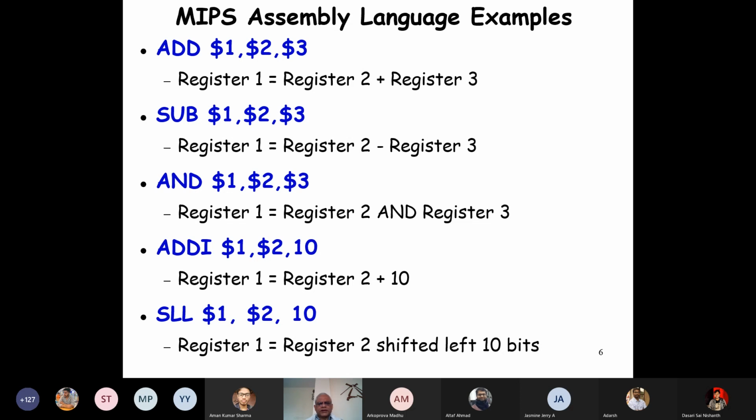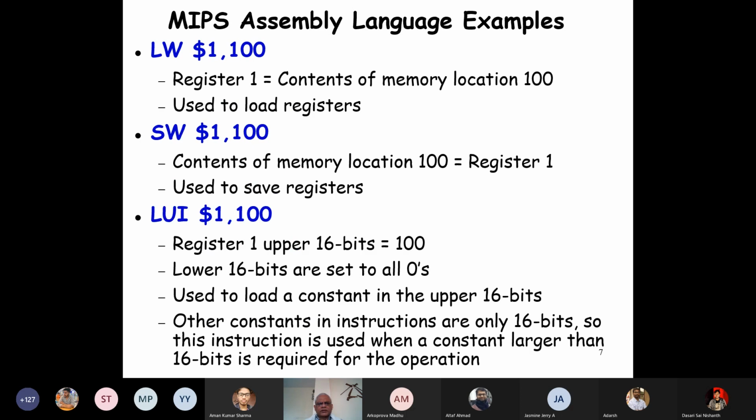Shift left logical. Here the bits are shifted left. Sorry, 10 bits left. So shift left logical by 10 bits is specified. Whatever bits are present in register 2, all of them are shifted 10 bits to the left. Similarly, we will have SRL, shift right logical. Now this is a load word.